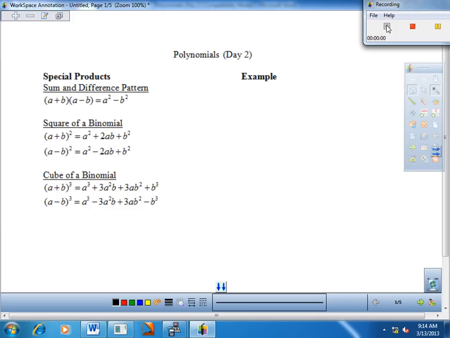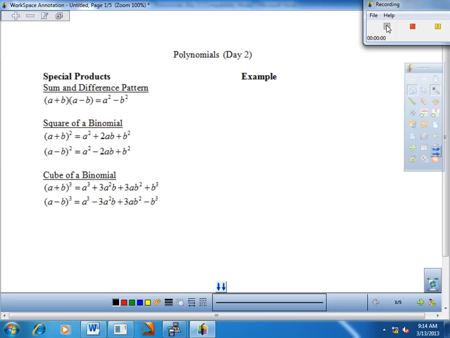Welcome. Today's notes worksheet is entitled Polynomials Day 2. We will just continue working with the polynomial expressions from yesterday. In particular, we'll be looking at some of the multiplication and division that go with polynomials. So let's get right into it.